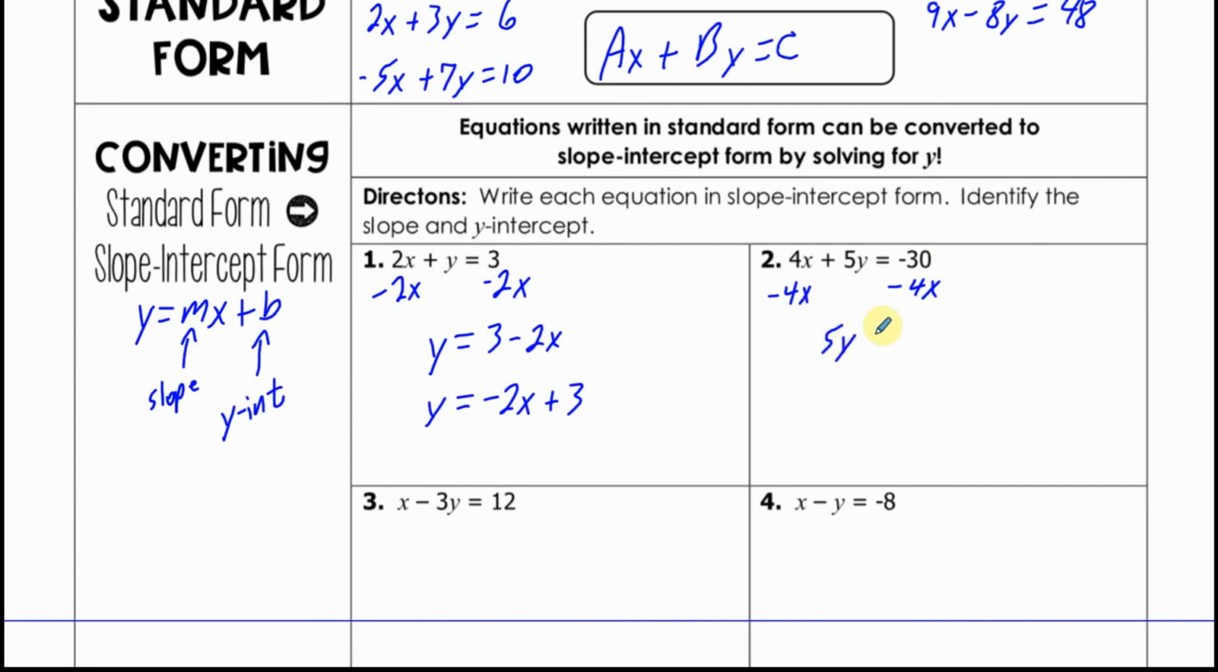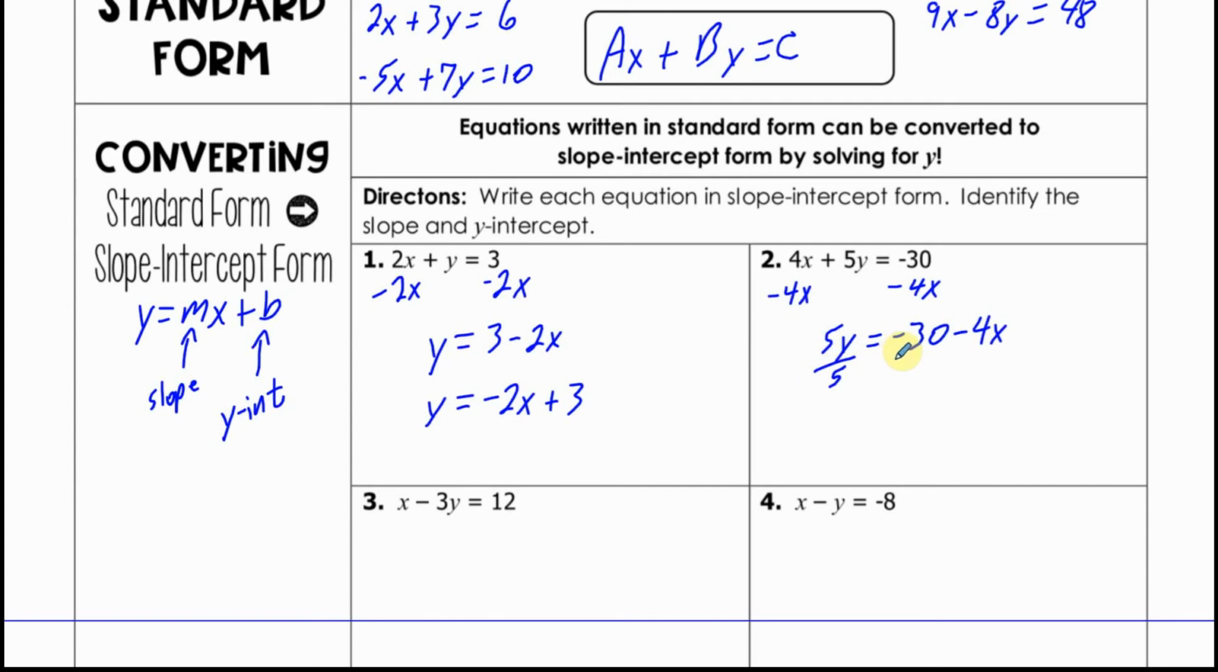5y equals, once again, that negative 30 doesn't have an x with it. I cannot combine it with the 4. So I have to leave it as negative 30 minus 4x. Now we have one more step here. Here it was just plain old y, right? Here we have 5y. So we have to divide by 5 because it's 5 times y.